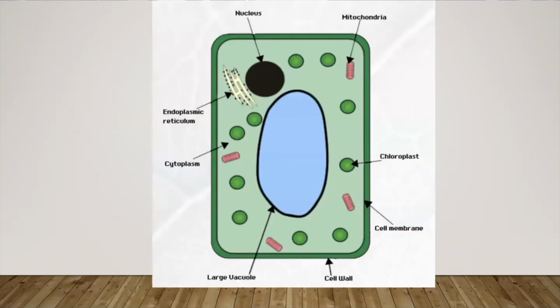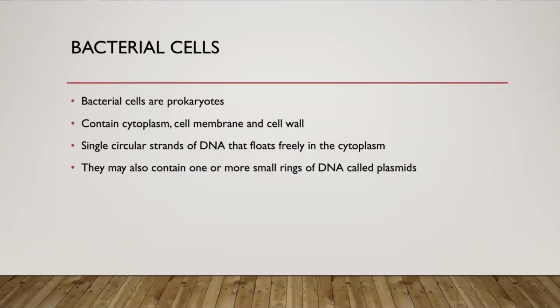So here we have an image of a plant cell. We've got the nucleus here again, containing the DNA, the mitochondria for aerobic respiration, the chloroplast here, which is for photosynthesis. We've got the cell membrane controlling what goes in and out, the cell wall giving us structure, and the vacuole and the cytoplasm.